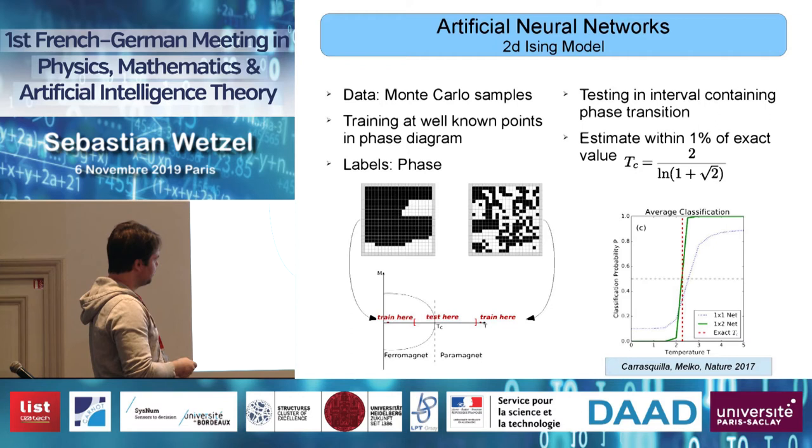So you train your neural network in this regime on all the Monte Carlo configurations that are labeled zero, and in this regime on Monte Carlo configurations that are labeled as one. But you don't have any training data on the intermediate regime. And after successfully training, you test your neural network on Monte Carlo samples in the intermediate regime, and you find that if you calculate the average prediction per temperature, the neural network is very accurate, and there is a very steep change at the phase transition, which is very close to the exact estimate of the phase transition that we know by Onsager's exact result.